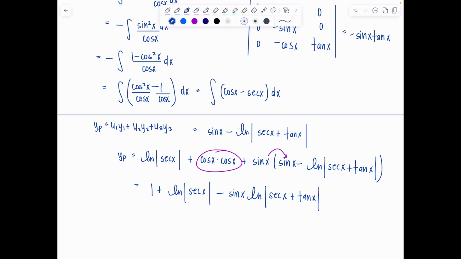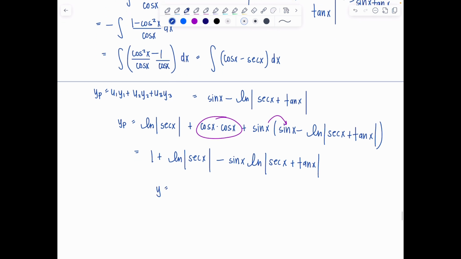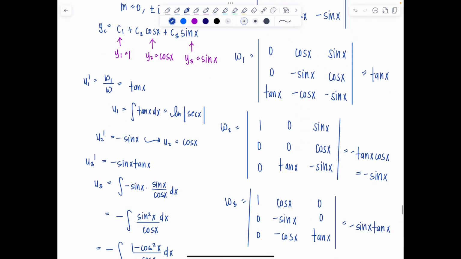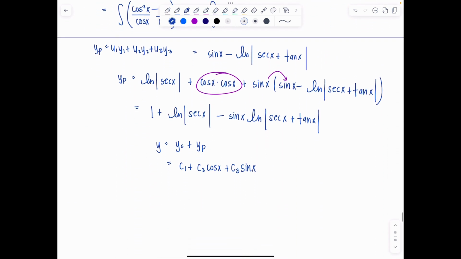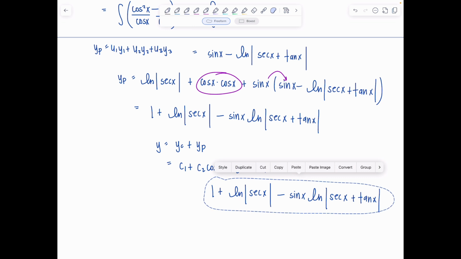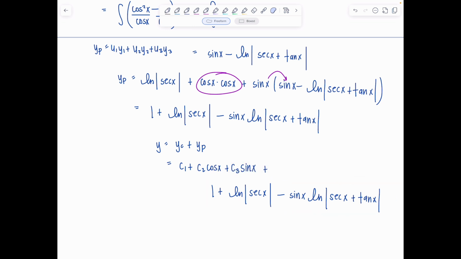Yeah, good. Okay, so let's put it all together. It's the complementary function plus the particular solution. So we had C1 plus C2 cosine x plus C3 sine x. You know, I should have put a y sub c there. Forgive me. Plus all of this. Sorry, I'm just a little tired of writing, if you'll allow me. Okay.